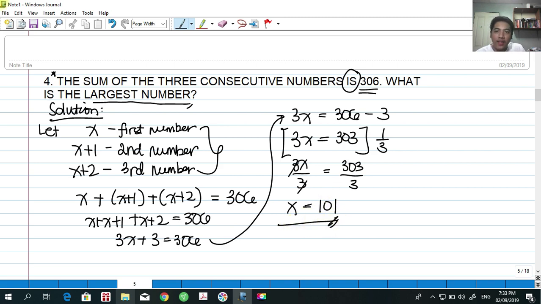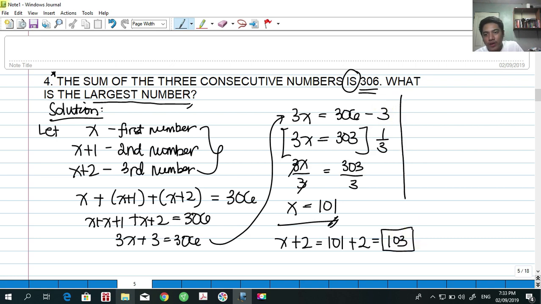No. It says, what is the largest number? This is the first number. The largest number would be x plus 2, which is the third number. In other words, we have 101 plus 2, and that is equivalent to 103.